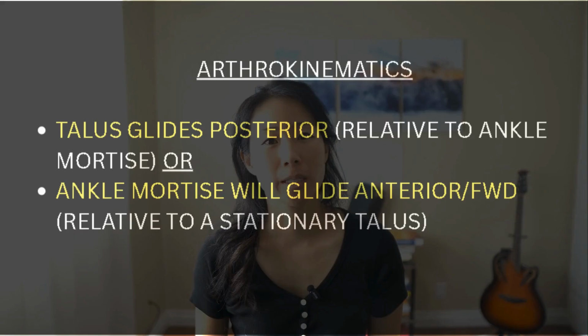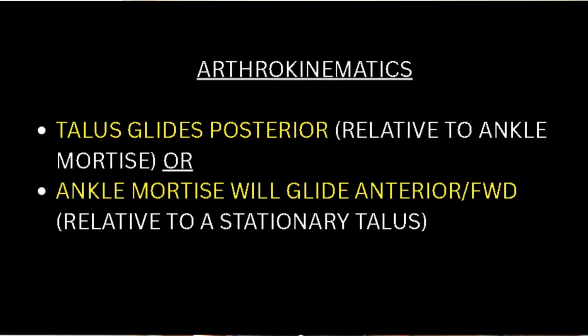Let's talk a little bit about the convex concave rule. During ankle dorsiflexion, our talus is going to glide posterior or backward compared to the ankle mortise. This means that if we help to mobilize our talus posterior or backward, it helps with the osteokinematic movement of ankle dorsiflexion. Let's go over how to perform a mobilization with movement to improve ankle dorsiflexion mobility.